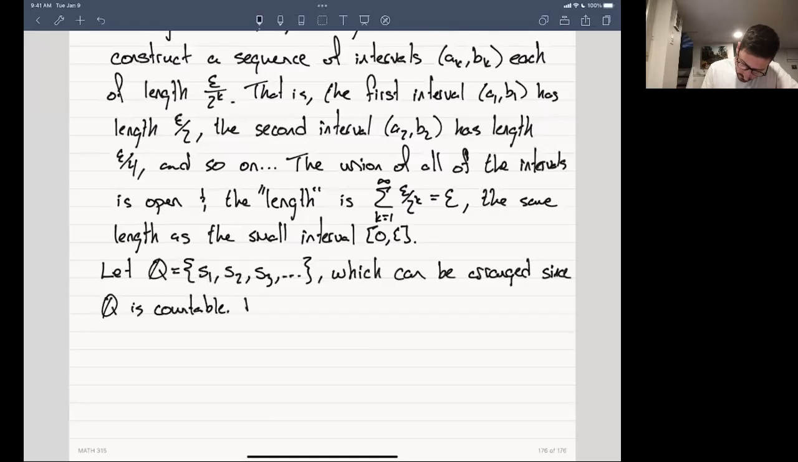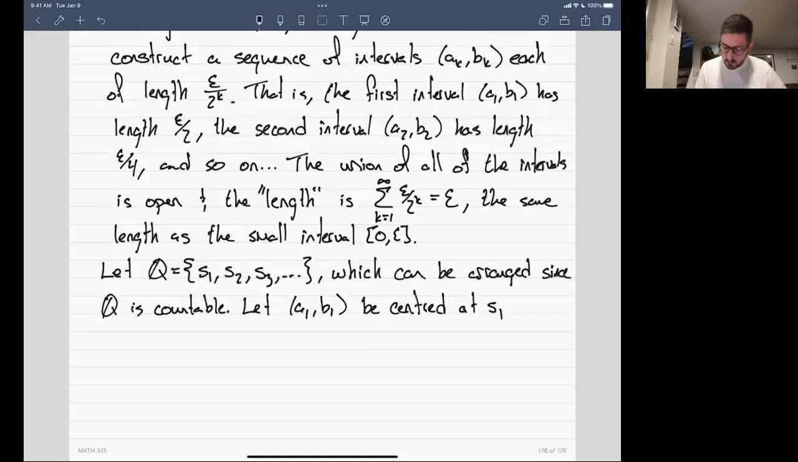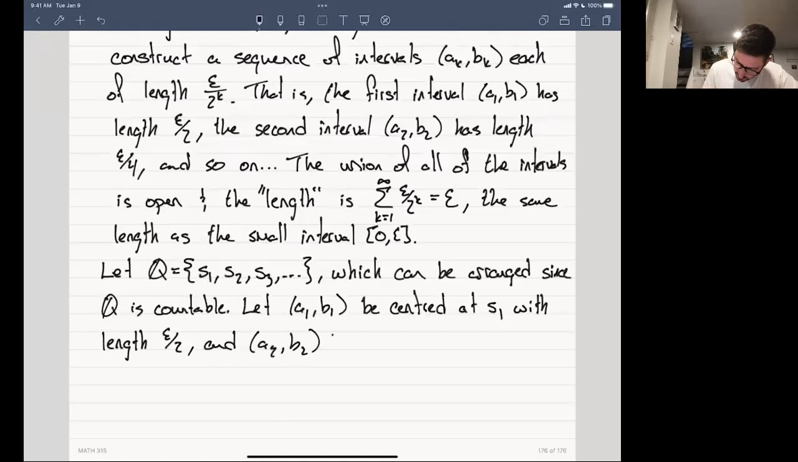Okay, let's define each of these intervals. So let A1, B1 be centered at S1. So S1 is the midpoint of this interval with length epsilon over 2. And A2, B2 be centered at S2 with length epsilon over 4, and so on. I think you get the idea, right?